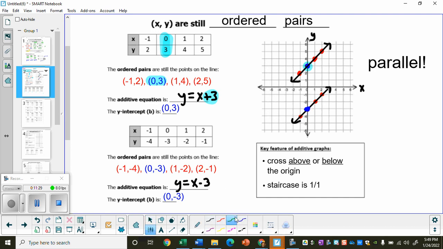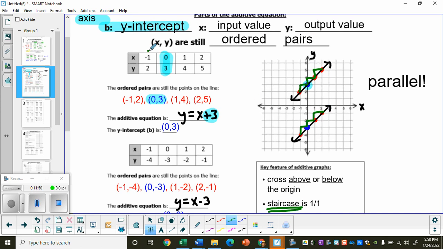Now, something that is still going to matter from our previous unit is the staircase. I want to point out the staircase in both of these lines. That the staircase in all of these is up 1 over 1, up 1 over 1, up 1 over 1. Here the staircase, up 1 over 1, up 1 over 1, up 1 over 1. And here it is in the table of values. These are going up by 1, up by 1, up by 1.